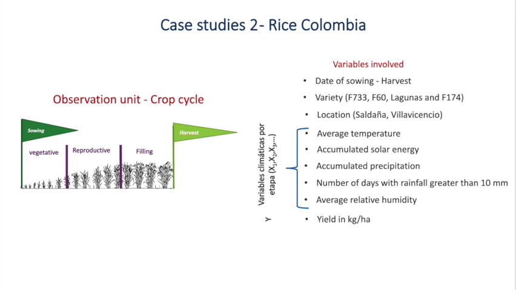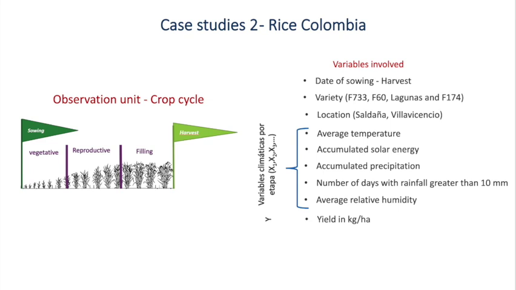And that productive cycle was divided into three phases based on what the experts told us, according to what we wanted to do. So we had a vegetative phase, reproductive, and filling. The variables that were involved were the date of sowing, the harvest date, and the variety. We specifically worked with four varieties. We defined two locations, Saldaña and Villavicencio.